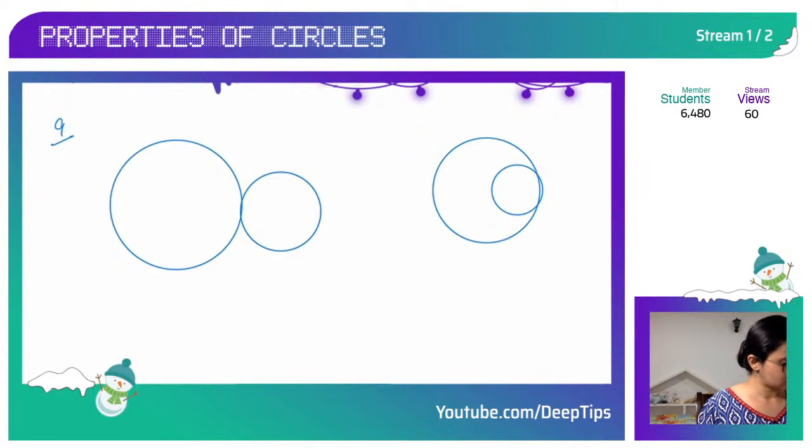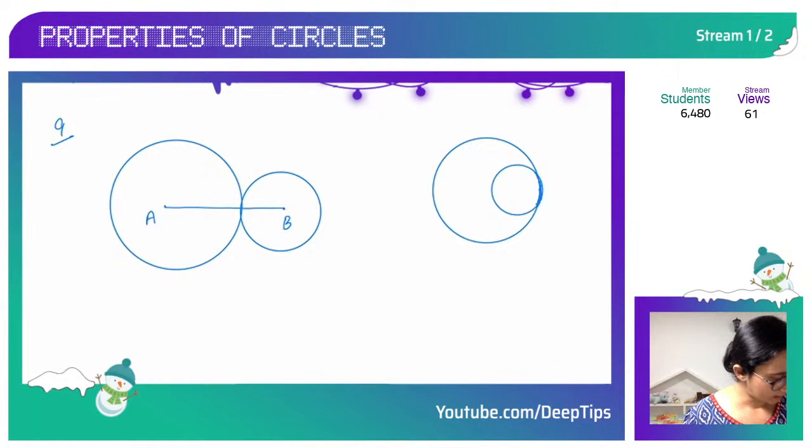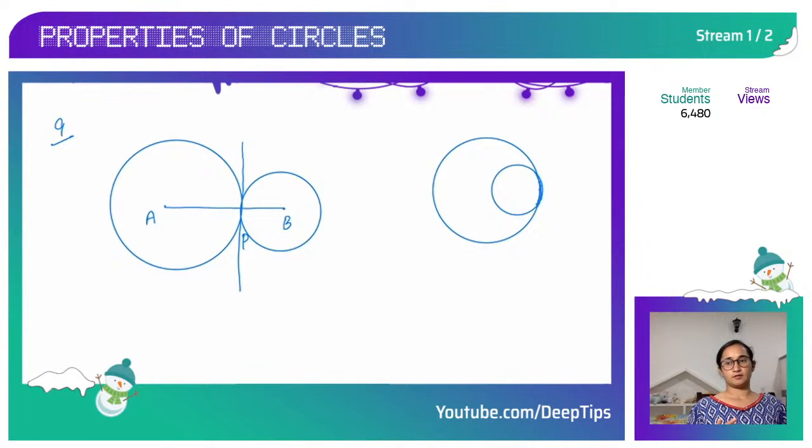My circle is going a little out, so let's darken this one. Fine. Okay, so if two circles touch each other externally or internally, the point of contact and the centers. This is the center of my circle. A and B are the centers of my circles, and this is the point of contact for both of them. Let's say this is point P. They all are collinear. So A, P and B all lie on the same line.